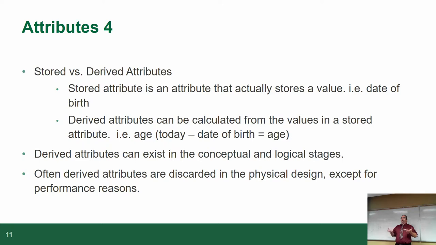For example, Amazon. Going back to Amazon. Can you imagine if every single transaction you had to recalculate every line total for every customer? Every single time you look at one of your orders, there are millions of customers that are hitting their site every minute. You can't do that. So they'll store their derived attributes just for performance gains.